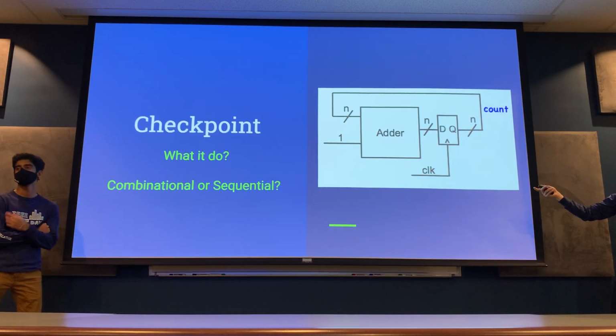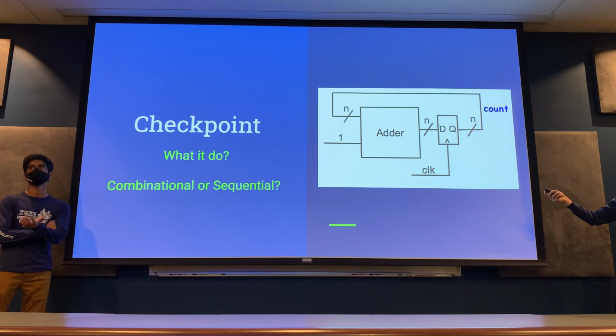Any questions? D is just the input and Q is the output, if that's what you're asking. Yeah, of the flip flop.